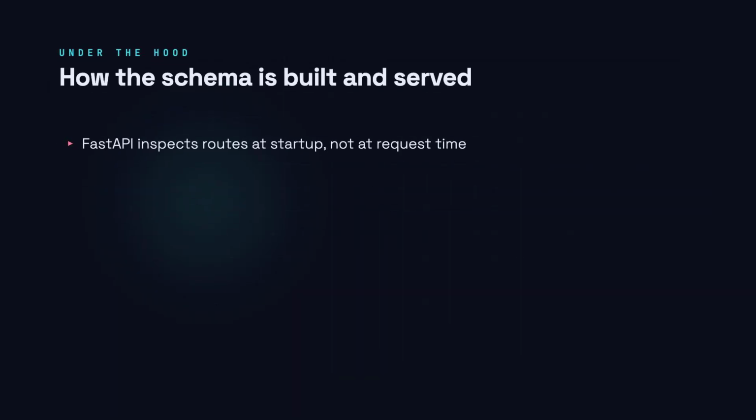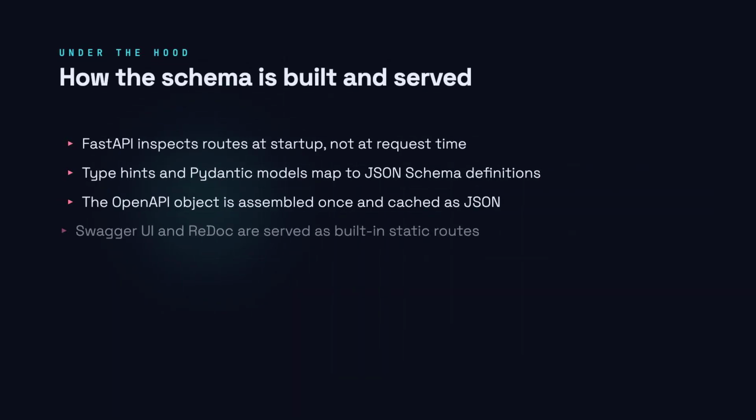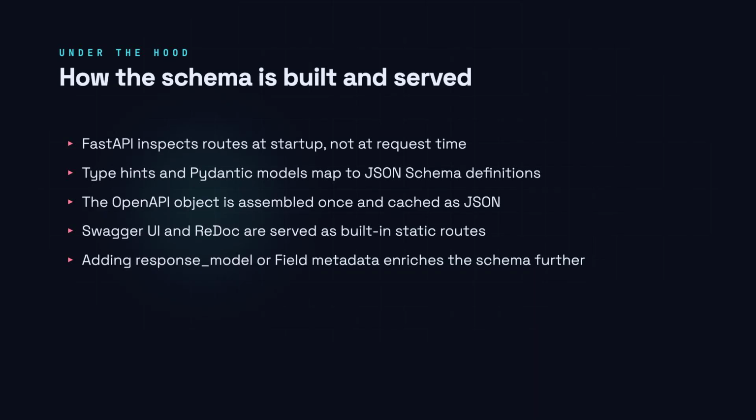When your application starts up, FastAPI iterates over every registered route and reflects on its signature using Python's type system. Each Python type maps to a JSON schema type. int becomes integer, str becomes string, a Pydantic model becomes an object with properties. All of that is assembled into a single OpenAPI document and cached. When a browser hits /docs, FastAPI returns a small HTML page that loads Swagger UI and points it at /openapi.json. So the interactive UI is always reading the live generated schema.